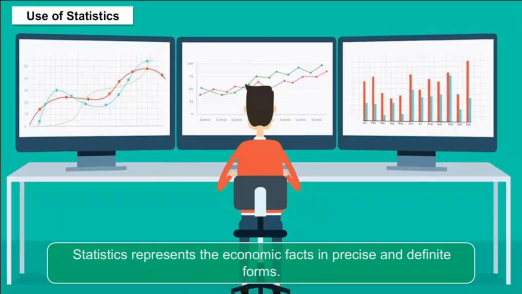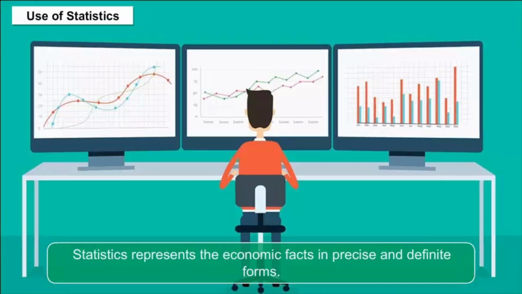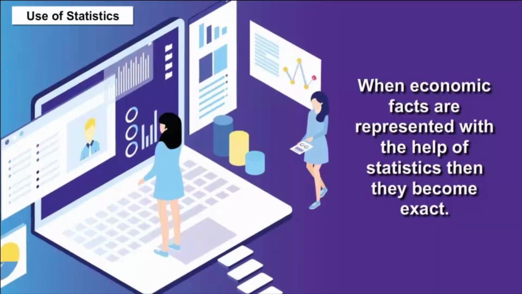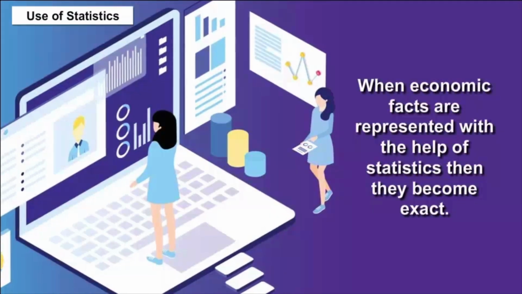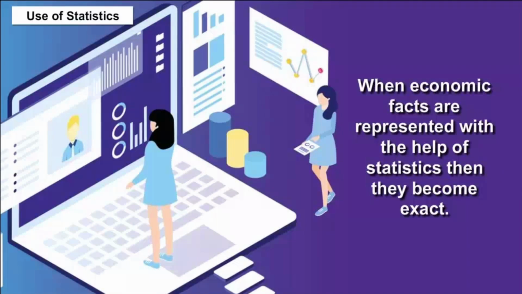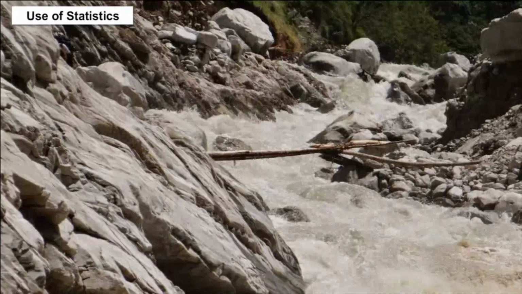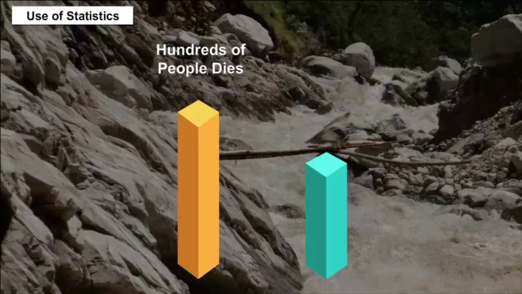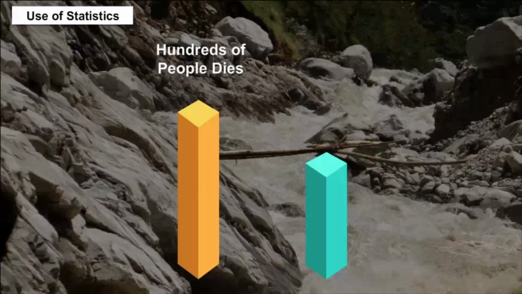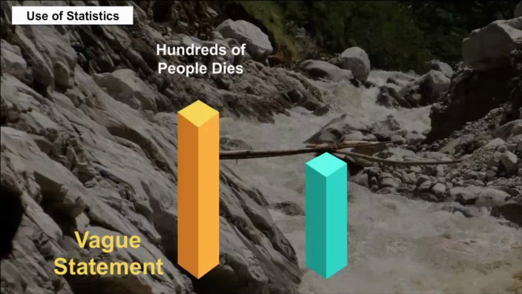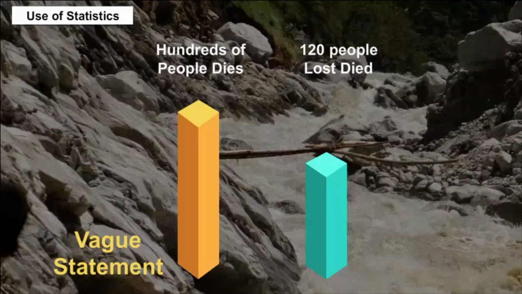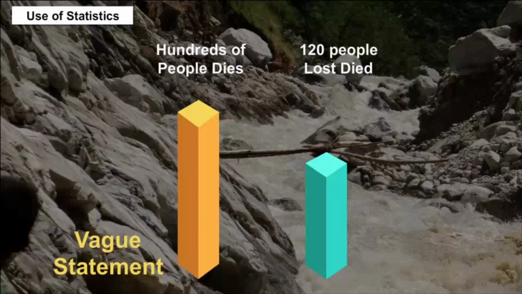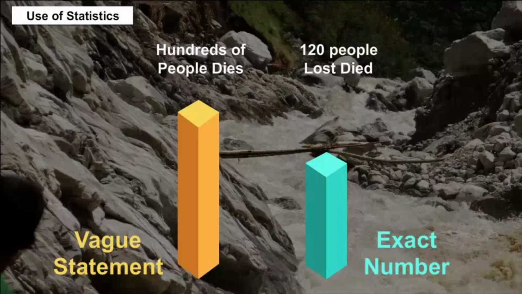Statistics represents the economic facts in precise and definite forms. When economic facts are represented with the help of statistics, then they become exact. For example, if we say hundreds of people died in Uttarakhand due to cloud burst, then it's a vague statement. But if we say 120 people died in Uttarakhand due to massive cloud burst, then it is an exact number.